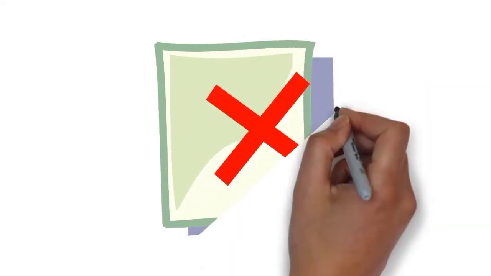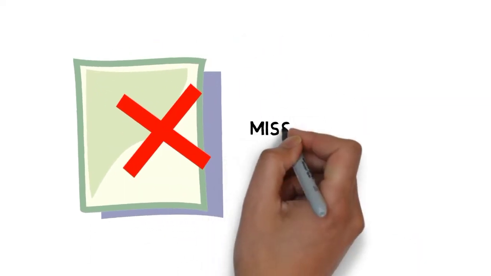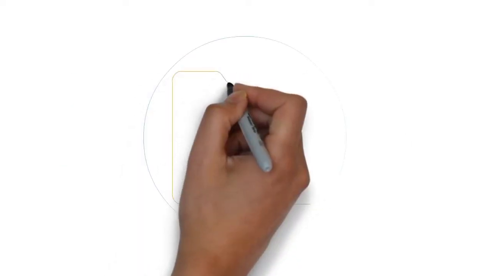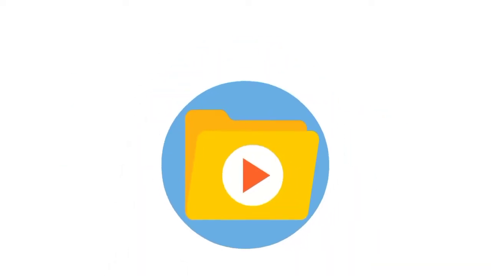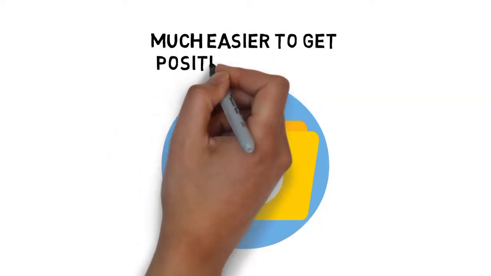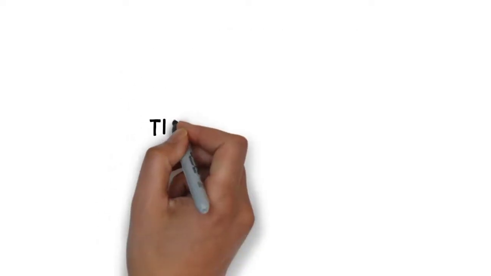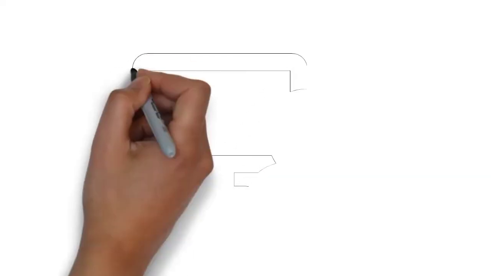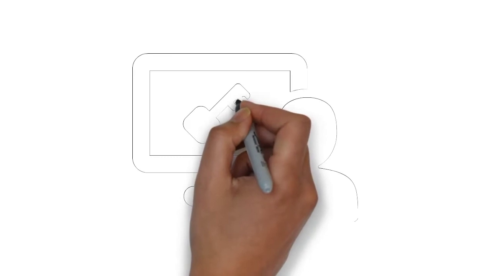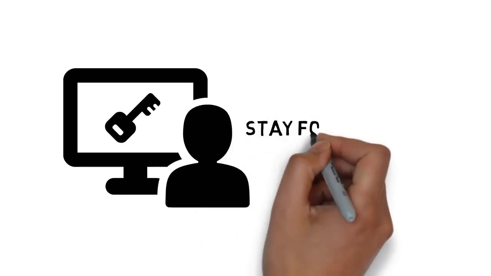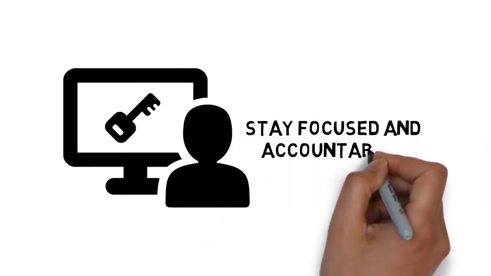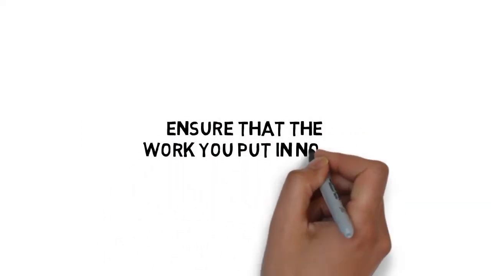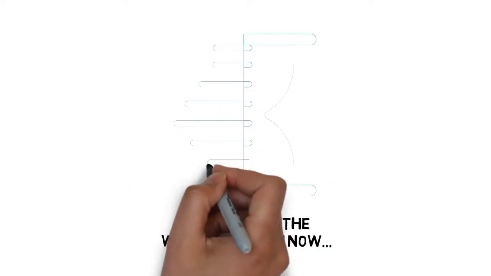If you miss any of the most important details or do things the wrong way, you may miss out on the fullest benefits offered inside the guide. For that very reason, I've put together a video version to make it much easier to get positive results quickly. The video version of the guide you just purchased will help you avoid missing any important key details that you might miss by only reading the guide. Stay focused and accountable, follow through, and make sure you get ongoing results. Ensure that the work you put in now keeps on giving you benefits long into the future.